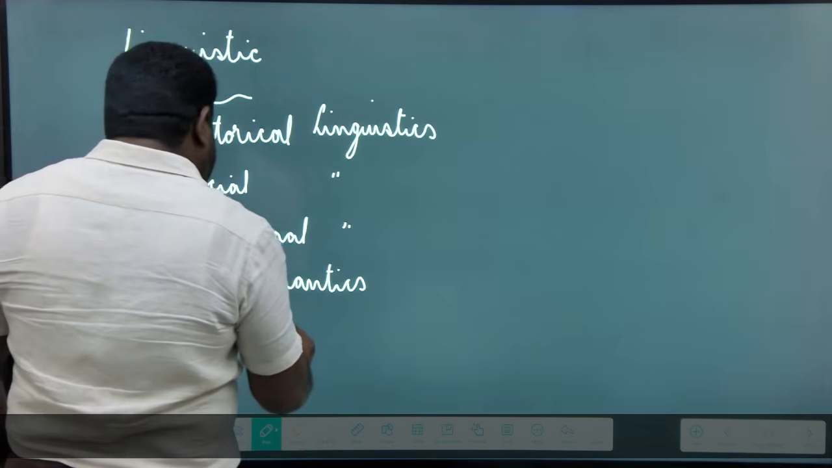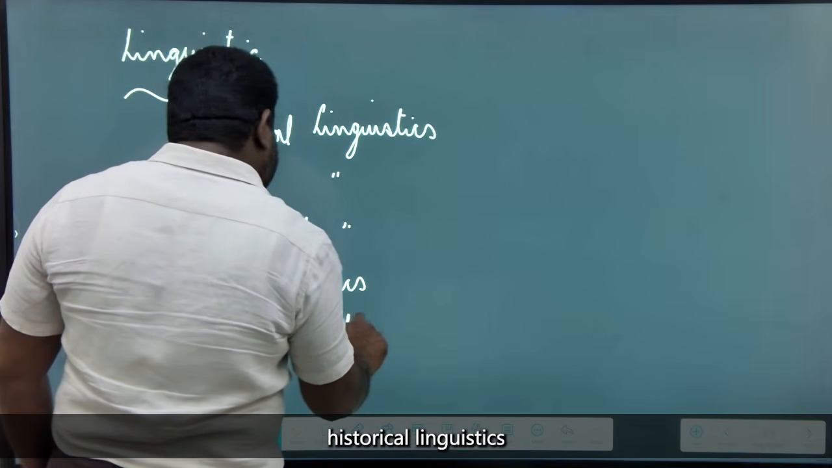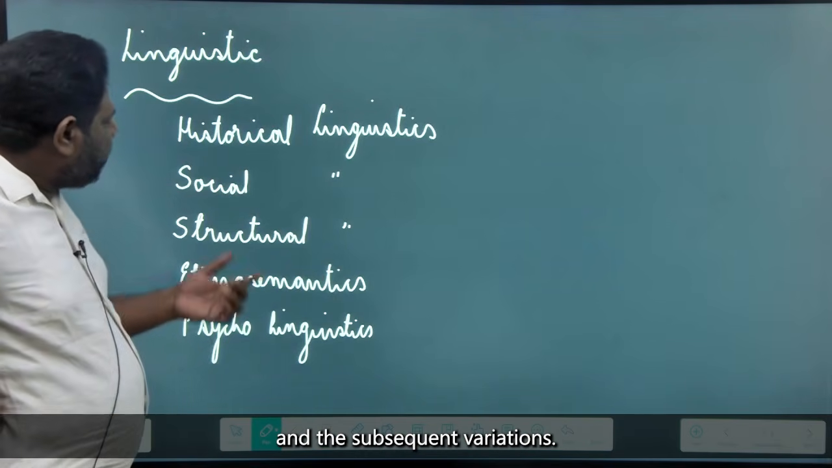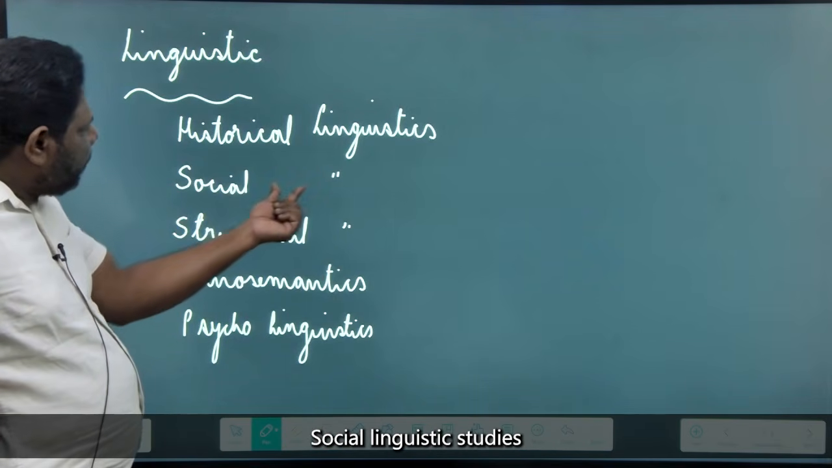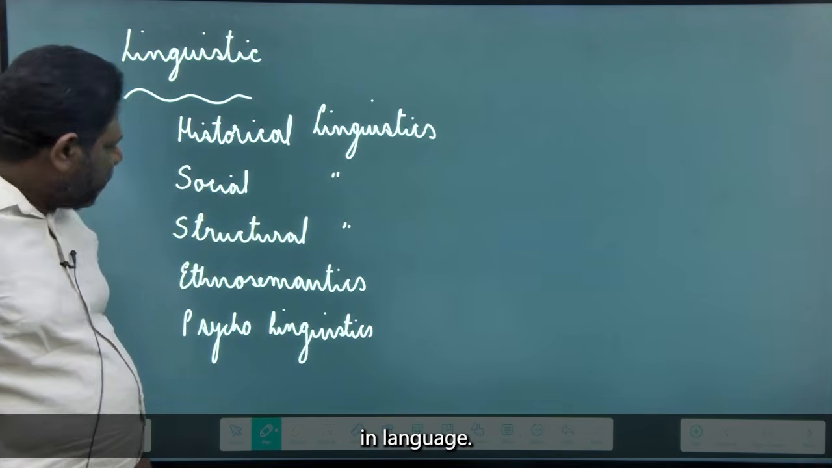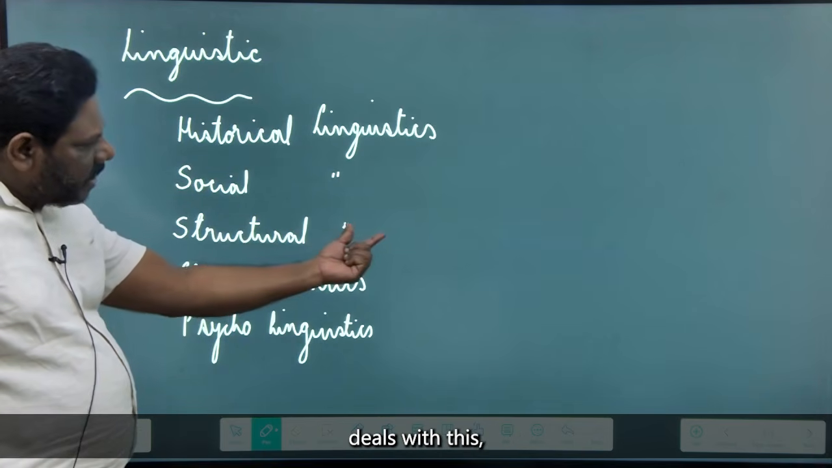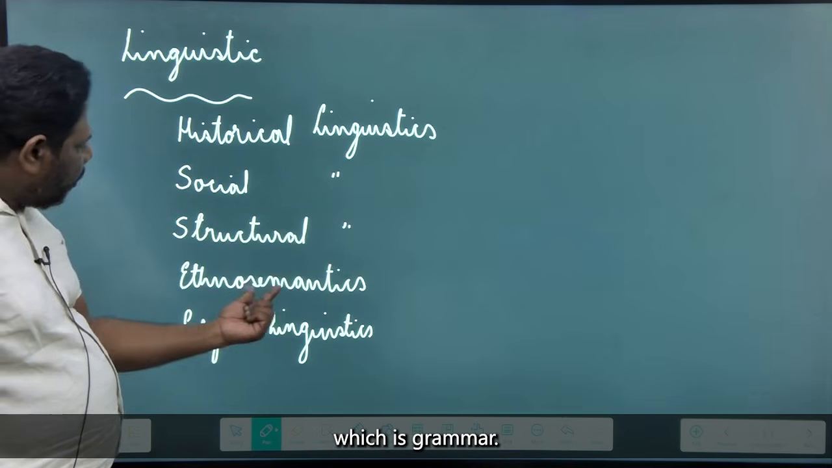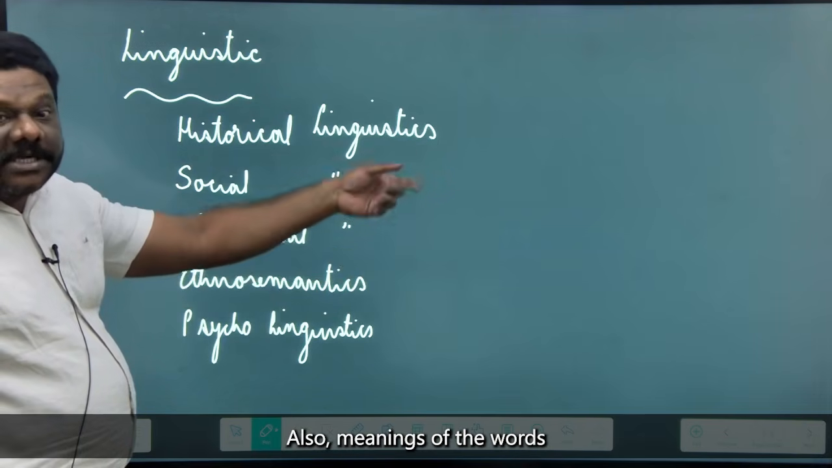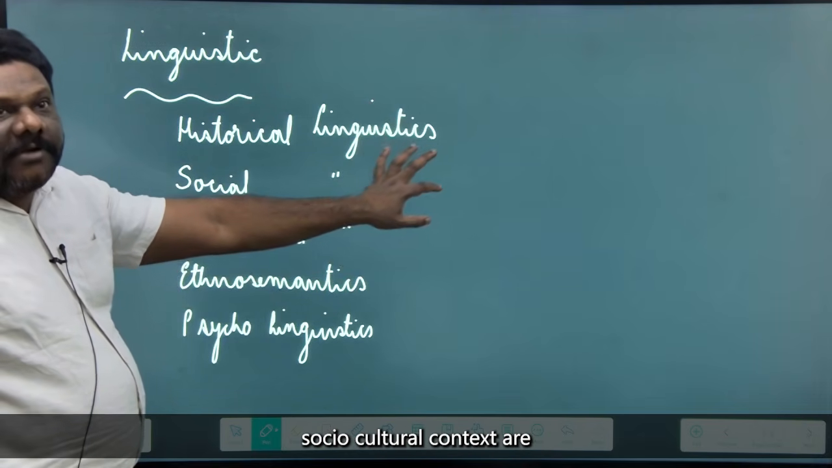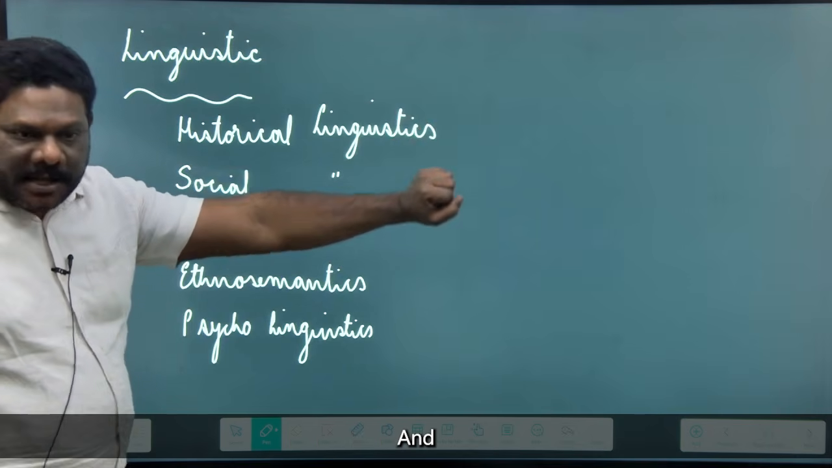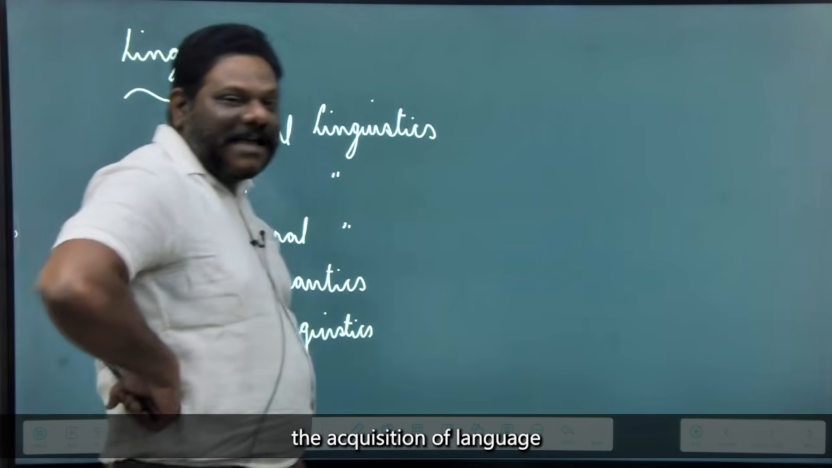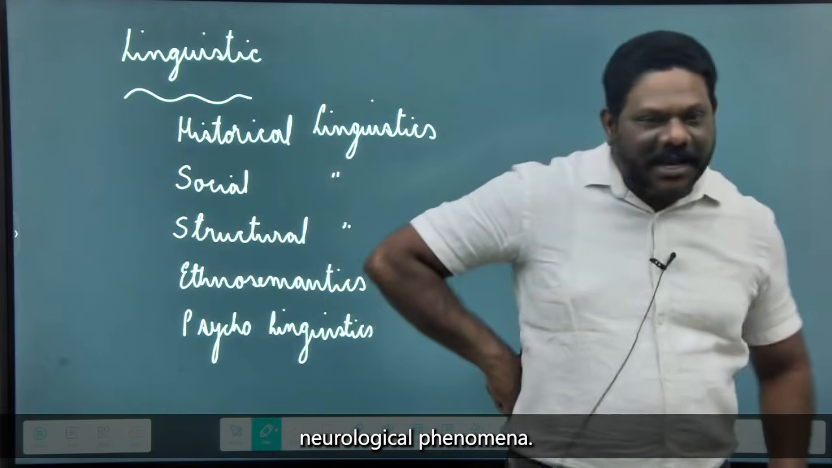ethno-semantics, psycholinguistics. Earlier we discussed that historical linguistics deals with the origin and development of language over a period of time and the subsequent variations. Social linguistics studies social variations in language. Structural linguistics deals with the study of morphemes, phonemes, and syntax, which is grammar. Ethnosemantics deals with the study of meanings of words in different socio-cultural contexts. I have given you the example of moksha, nirvana, and kaivalya. Then psycholinguistics is the acquisition of language as a dynamic neurological phenomenon.